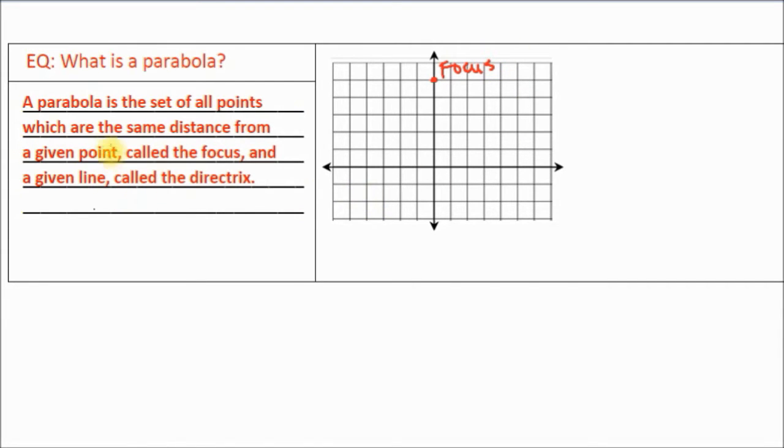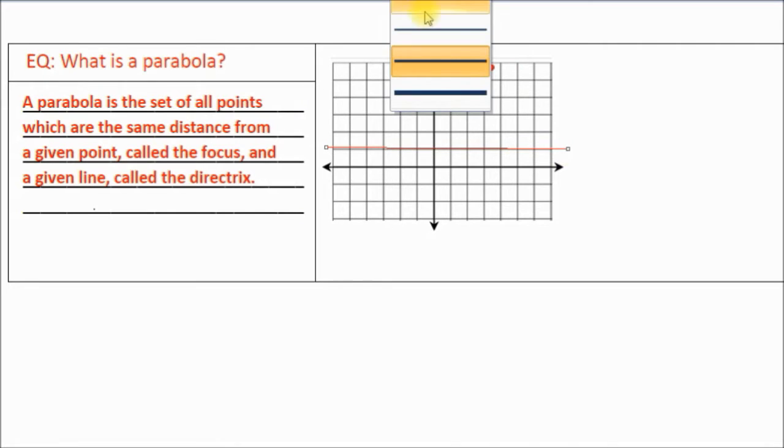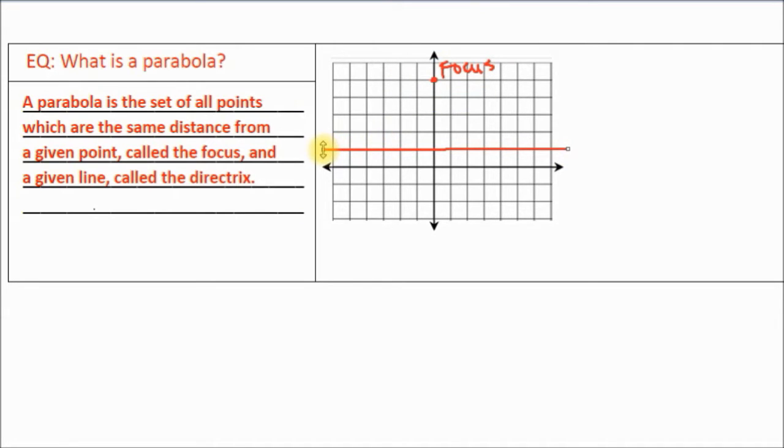Remember, it says a parabola is made from a given point called the focus. There's our focus. And a given line called the directrix. Let's go ahead and draw a line as our example of a directrix, and we'll put it right at y equals 1. Let's label that, and I'll write it right below here. It's like the word direct, but then it has trix on the end. So directrix, there is our given line.